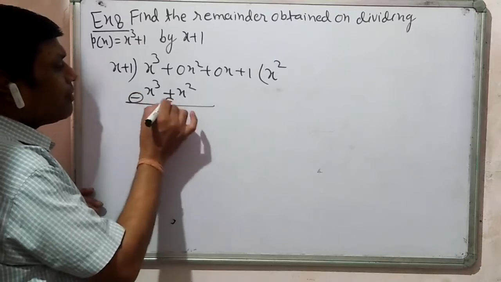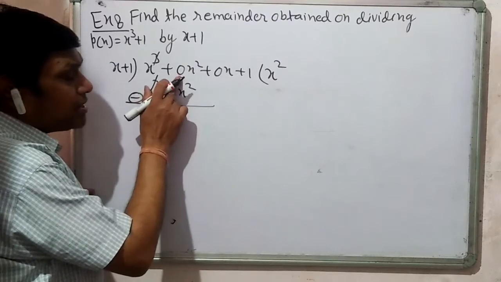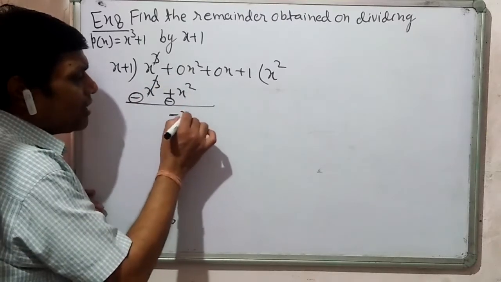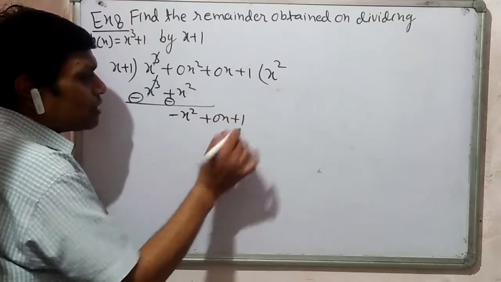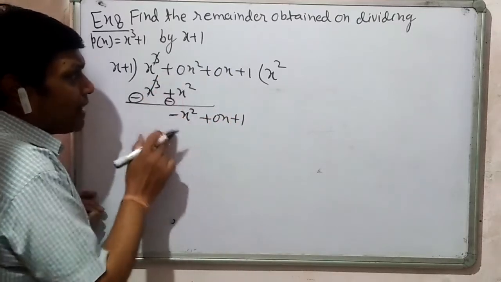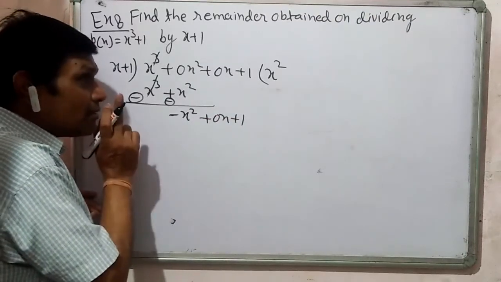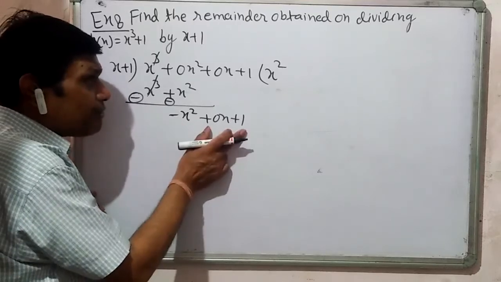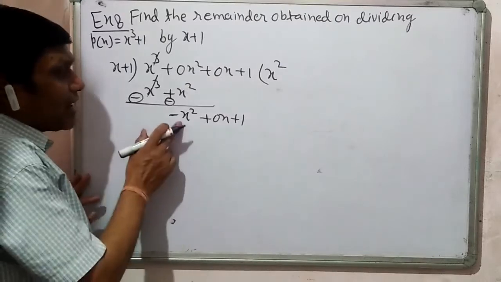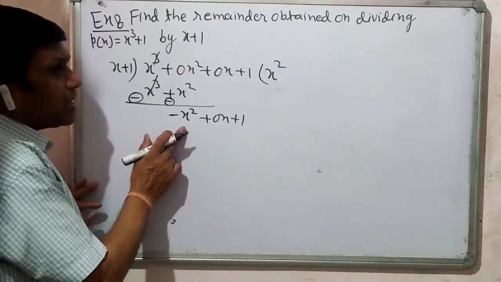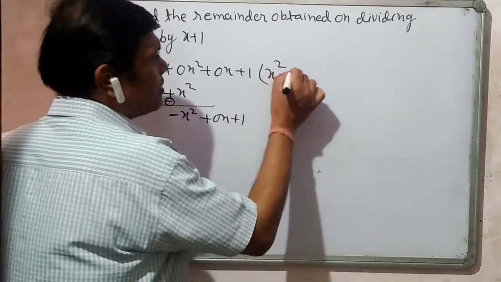Subtract it. Negative x square plus 0x square gives negative x square. Copy down the remaining terms, plus 0x plus 1. Now you see the benefit of taking 0. We didn't have to arrange the terms in decreasing order of powers, they automatically come. Now we have negative x square divided by x. Highest degree term divided by highest degree term. Negative x square divided by x is negative x.